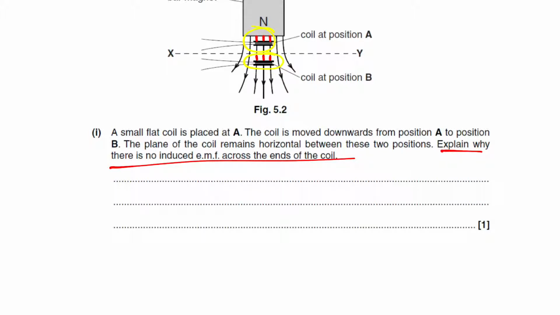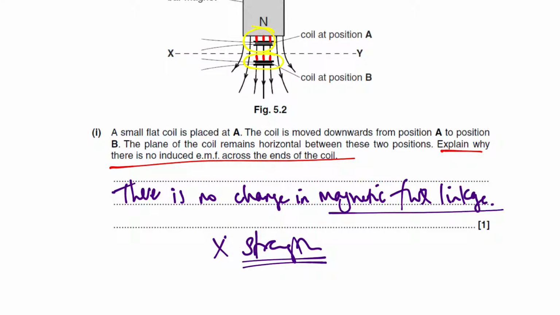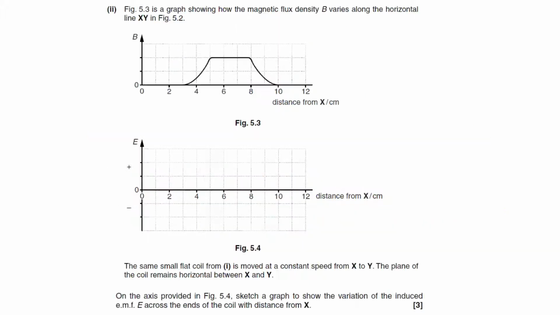So how you would write that is there is no change in flux, or magnetic flux, and you can use the word linkage because it's a coil. So that means there's no change in magnetic flux density as well. But do not talk about strength. It's all going to be about magnetic flux linkage.